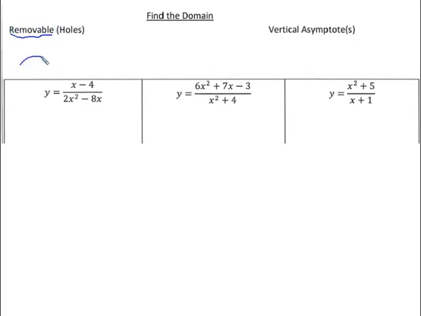Holes on a graph look like a regular graph, but there's just a piece or a chunk missing. This is an example of a hole. Whereas the vertical asymptotes are the non-removable ones. They're the leftover pieces if we can't remove them. Vertical asymptotes are this dotted line that separates two pieces of our graph. So we might have something that looks like that, how they're separated. So let's take a look at some of these examples of our rational equations and find the domain.